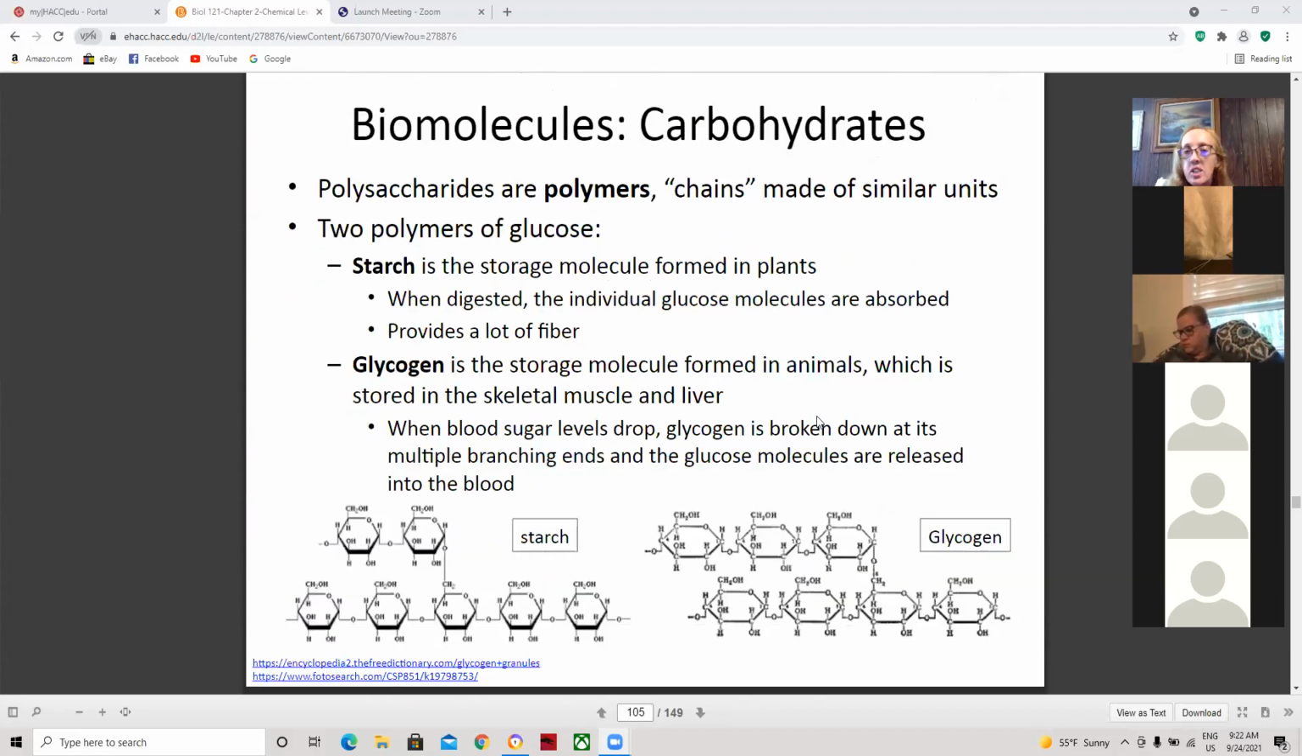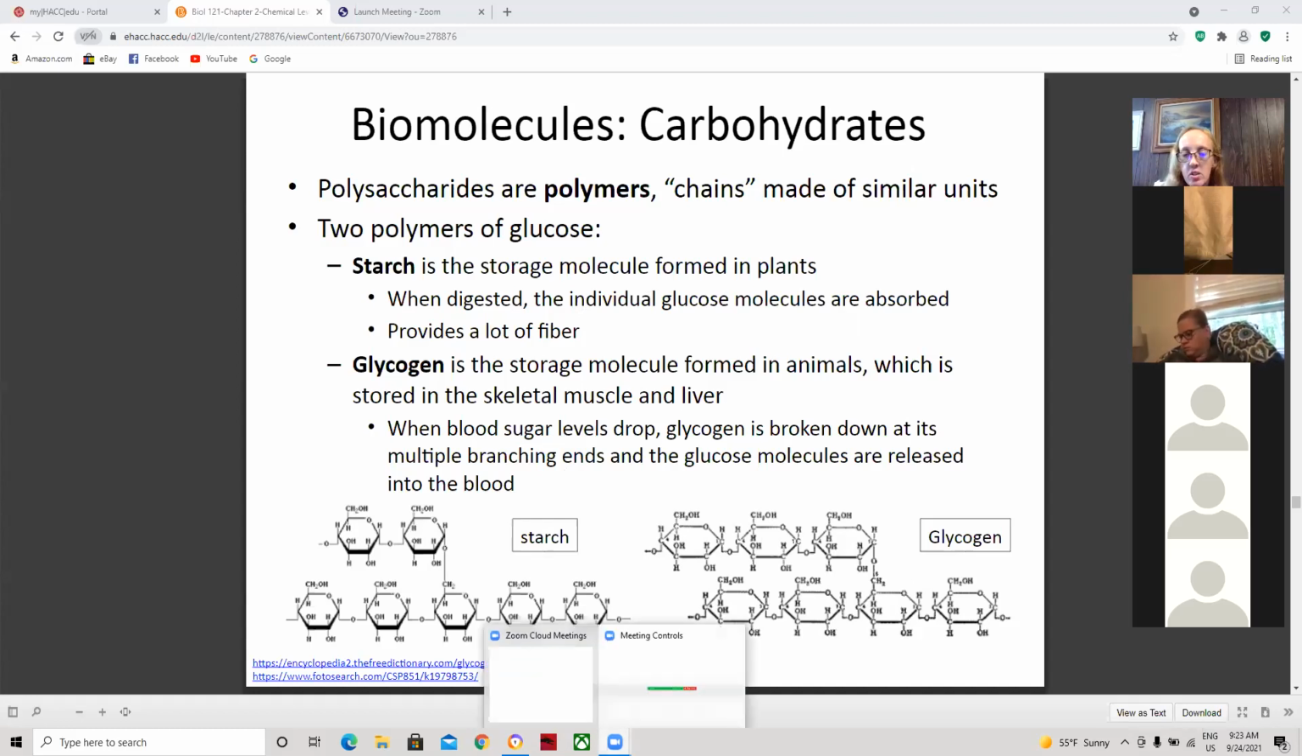Polysaccharides are polymers that are chains of monosaccharides. Starch is the storage molecule formed in plants. When digested, individual glucose molecules are absorbed. It also provides a lot of fiber. So starch is a polymer of glucose. Glycogen is a polymer of glucose.